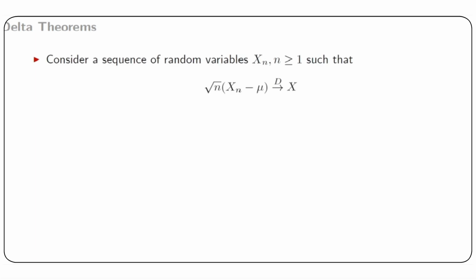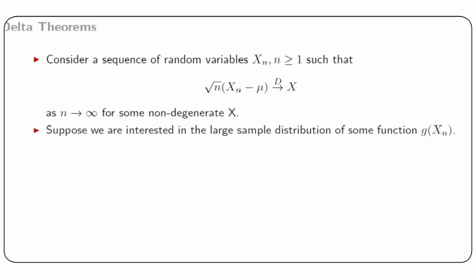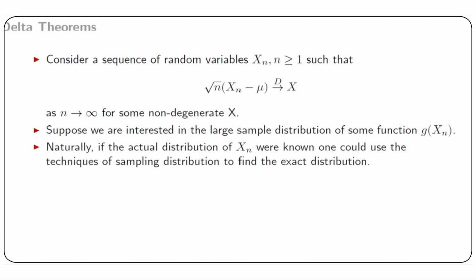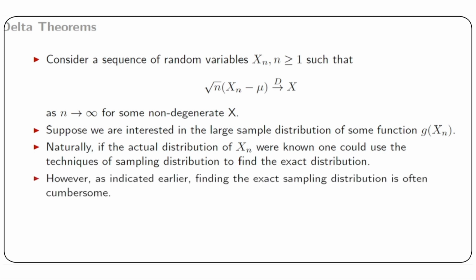Consider a sequence of random variables Xn such that the large sample distribution of Xn is identical with the distribution of X, where X is some non-degenerate random variable. Suppose we are interested in the large sample distribution of some function g(Xn). Naturally, if the actual distribution of Xn were known, one could use the techniques of sampling distribution to find the exact distribution. However, as indicated earlier, finding the exact sampling distribution is often cumbersome. It depends on the underlying model, and it depends on the available mathematical techniques.